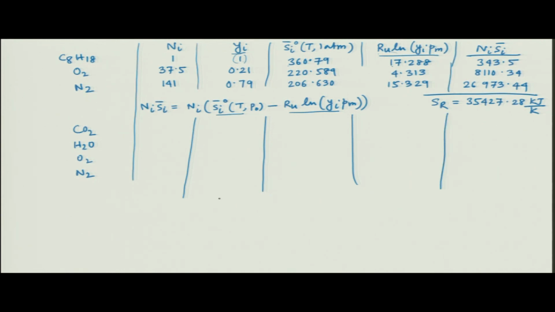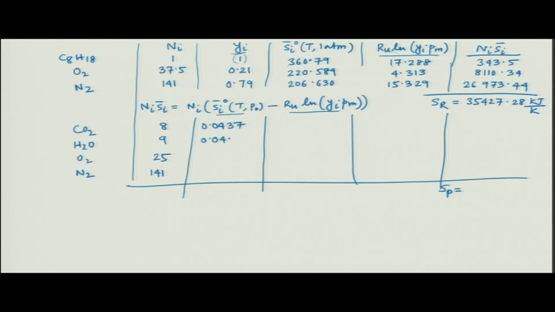That will help us in calculating the entropy of the product. First, I will see the number of moles of CO2 in the product gases, that is 8, number of moles of H2O is 9, number of moles of oxygen is 25, and number of moles of nitrogen is 141. So, if you calculate the mole fractions, it will be 0.0437, this is 0.0490, this is 0.1366, and this is 0.7705.